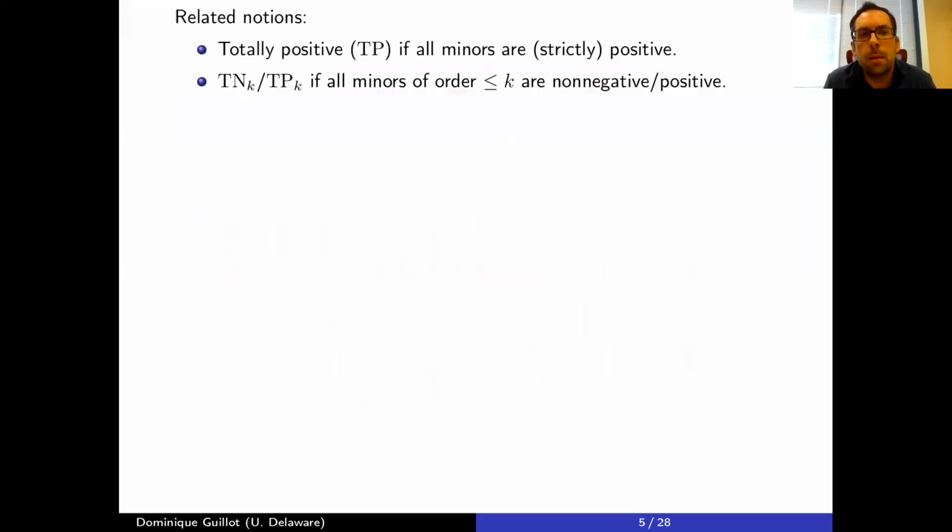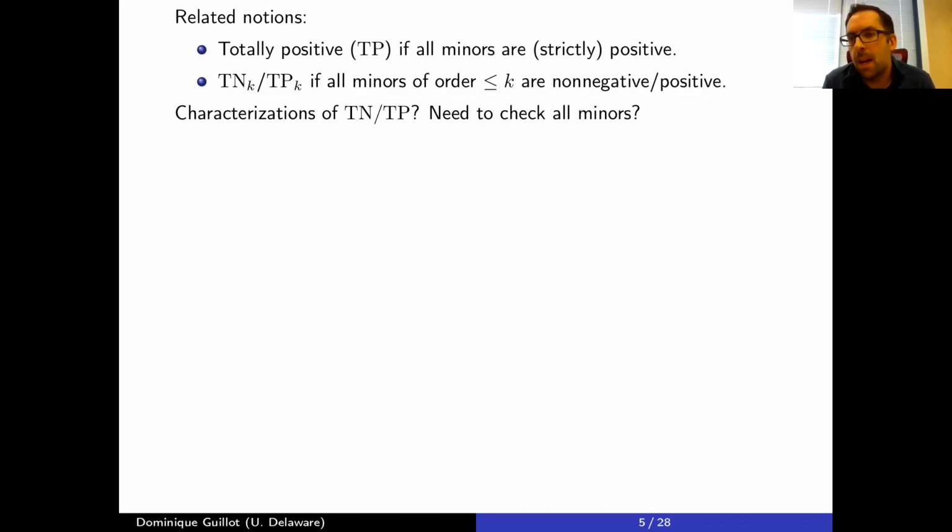There are some related important notions. Totally positive matrices are those where the minors are strictly positive instead of only non-negative. And then we say a matrix is Tnk or Tpk if the minors of order at most k are either non-negative in the Tnk's or positive in the Tpk's.